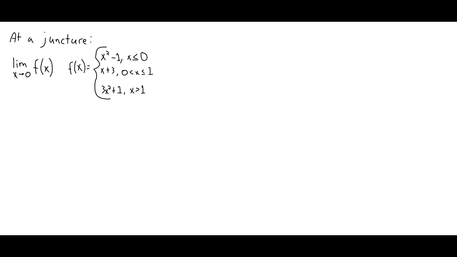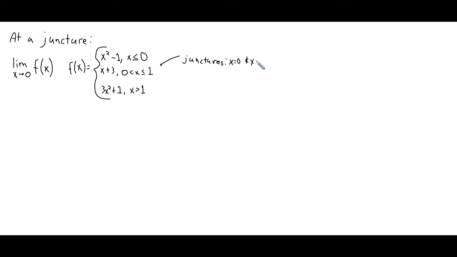So we have f of x, and f of x equals x squared minus 1 for x less than or equal to 0, x plus 3 for 0 less than x and x less than or equal to 1, and then 3x squared plus 1 for x greater than 1. So immediately looking at this, we know that the junctures are 0 and 1, right? Because the function changes at x equals 0 and x equals 1.